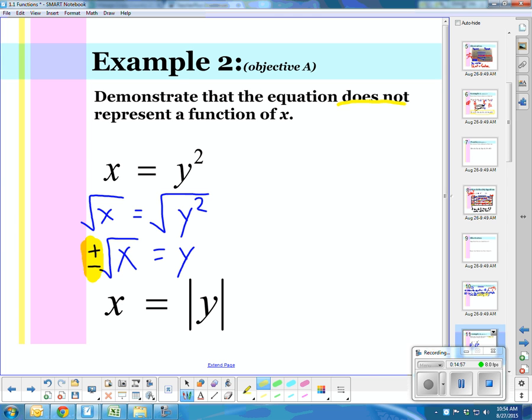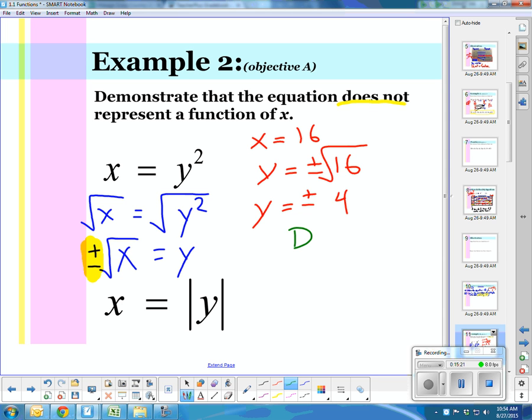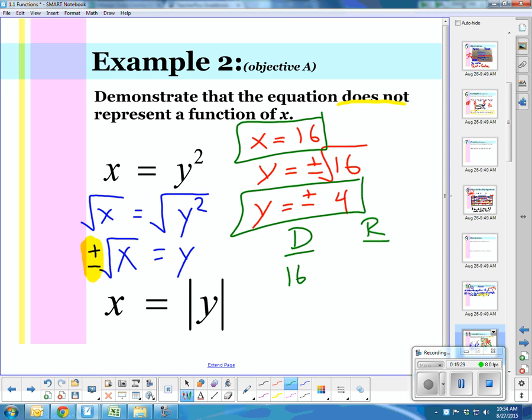And if I illustrate that with some specific values, if I choose x equals 16, and I have my equation y equals plus or minus the square root of 16, that means y equals plus or minus 4. Let me make that plus or minus a little bit better. Then if I use the mapping diagram I had before, domain, range, I had a domain element of 16, and I got two range elements of 4 and negative 4.